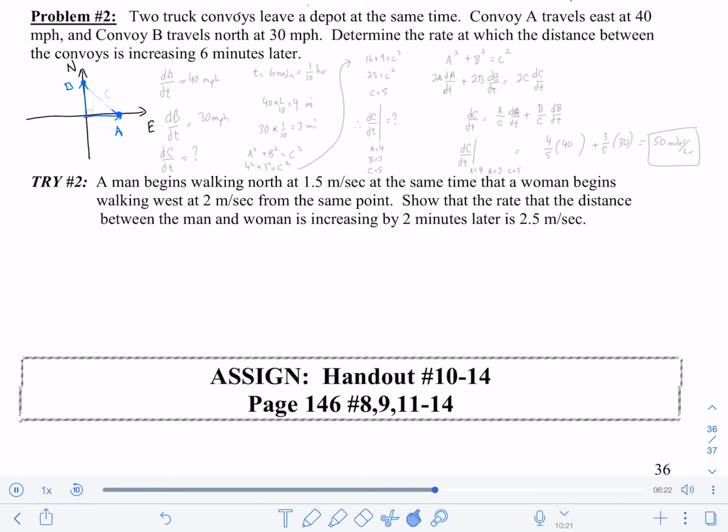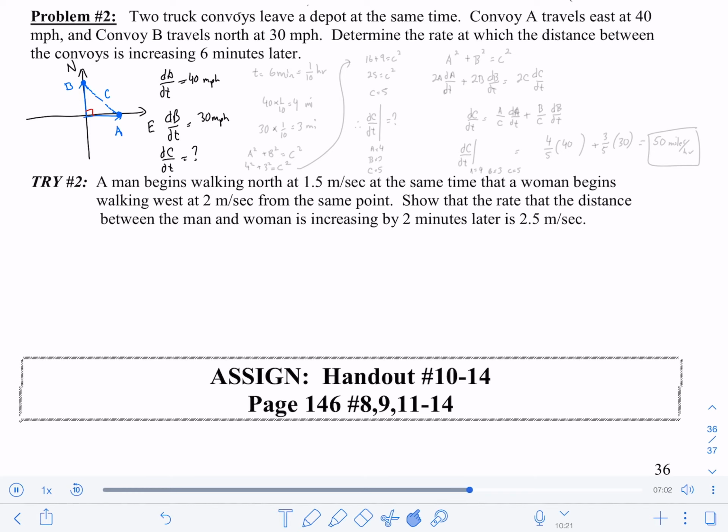And we're supposed to determine the rate at which the distance between the convoys is increasing. So that's actually this one, and for convenience, I'm just going to call that C. Okay, and I think you'll see a familiar shape there, a triangle, a Pythagorean relationship. We're going to write down the rates that we've been given here. dA/dt is 40 miles per hour. dB/dt is 30 miles per hour. And we're being asked to find dC/dt.